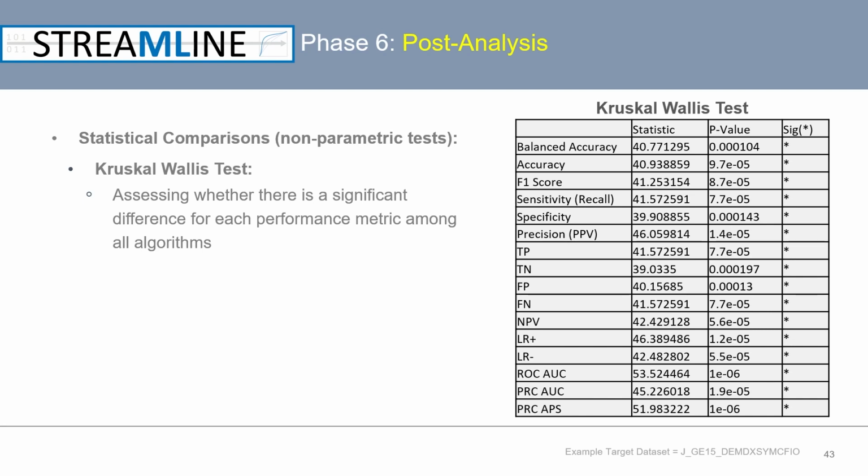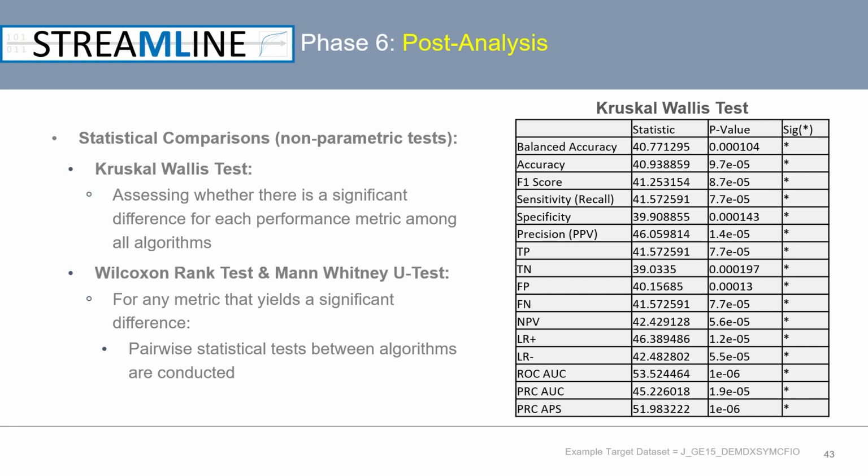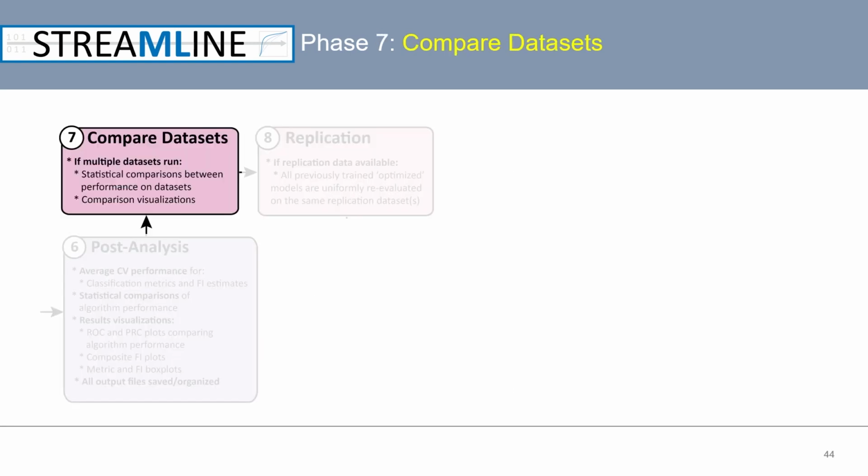in this example analysis. Subsequently, both the Wilcoxon rank test and Mann-Whitney U tests are applied for any metric that yielded a significant Kruskal-Wallis test. For both of these tests, respective pairwise statistical tests between algorithms are then conducted to identify which algorithms perform significantly better than others. Moving on to phase 7 of STREAMLINE, this phase conducts dataset comparisons.